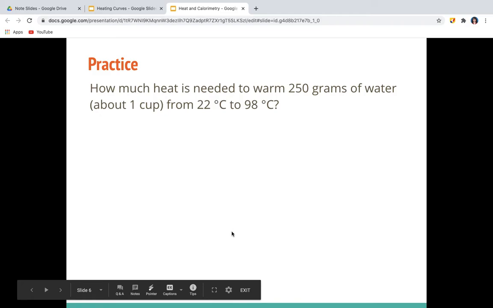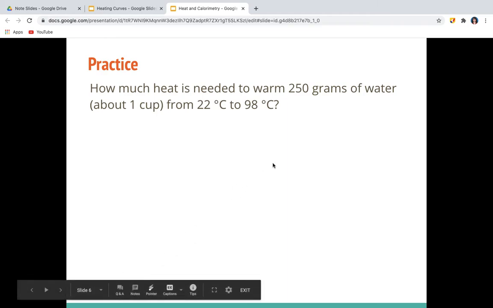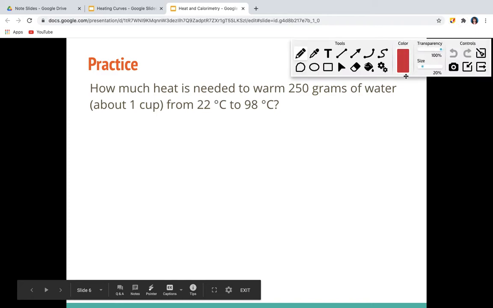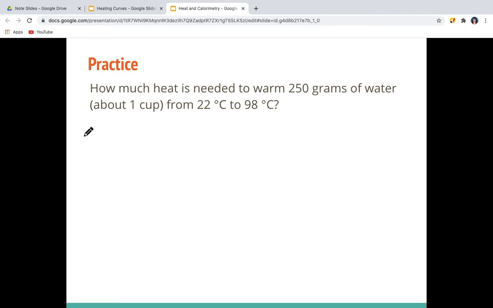So our practice: how much heat is needed to warm 250 grams of water, which is about 1 cup, from 22 degrees Celsius to 98 degrees Celsius? So what I'm going to start doing is write down what I know and what I don't know. It's asking me for heat, which is Q, so I don't know that.